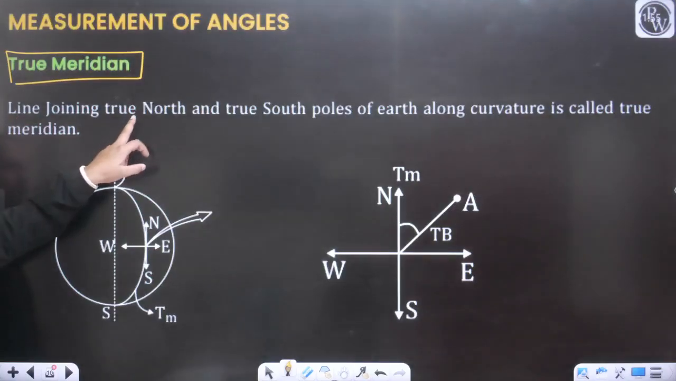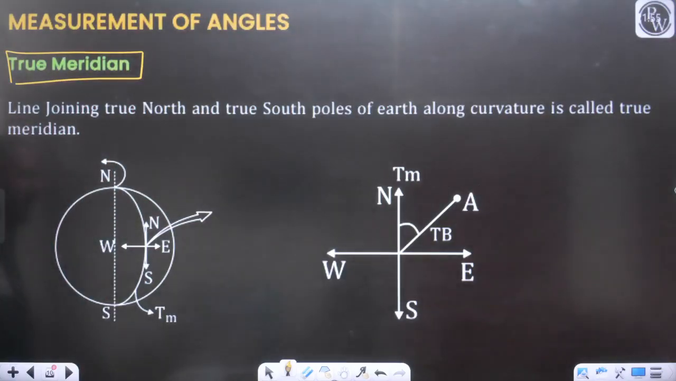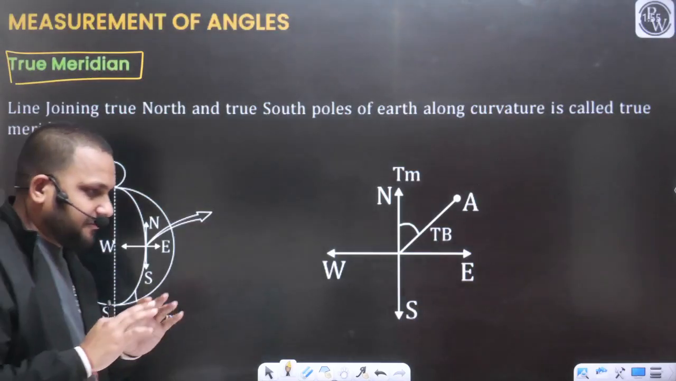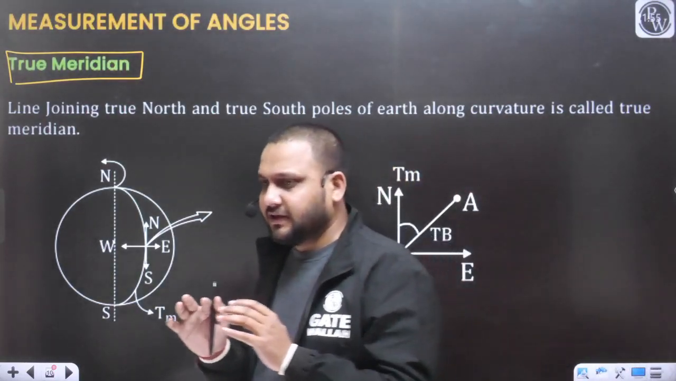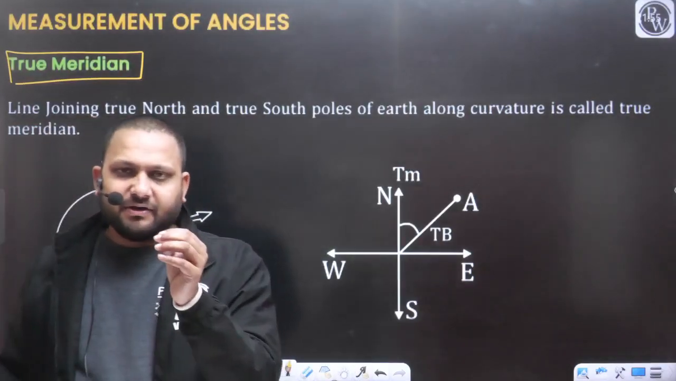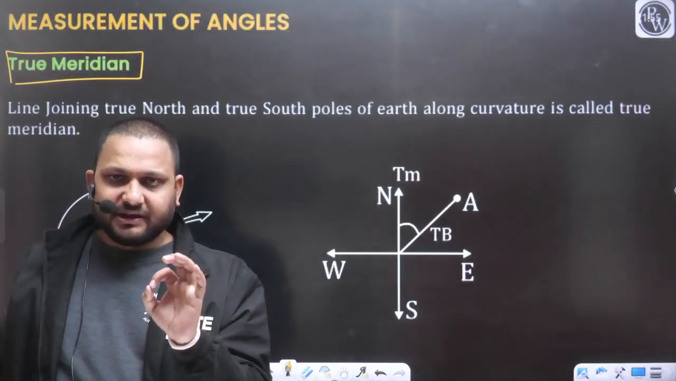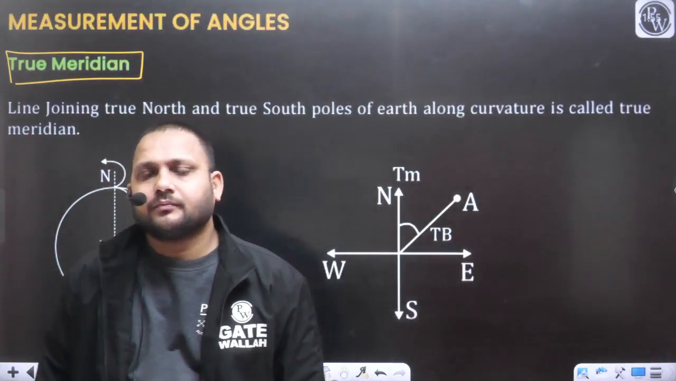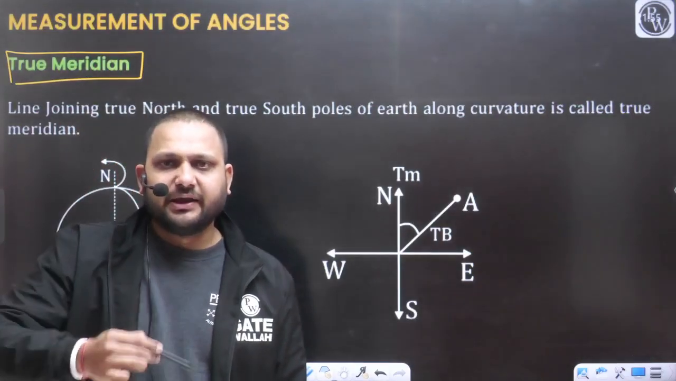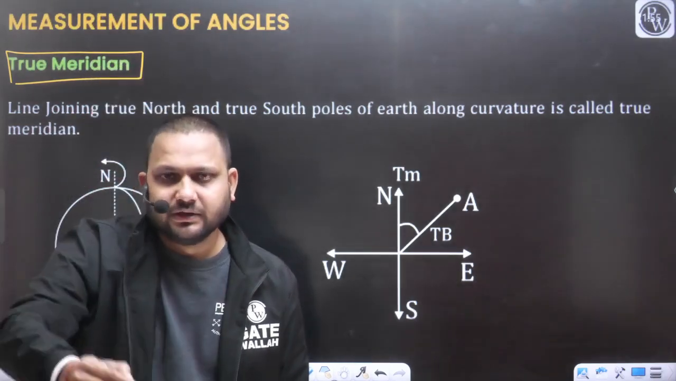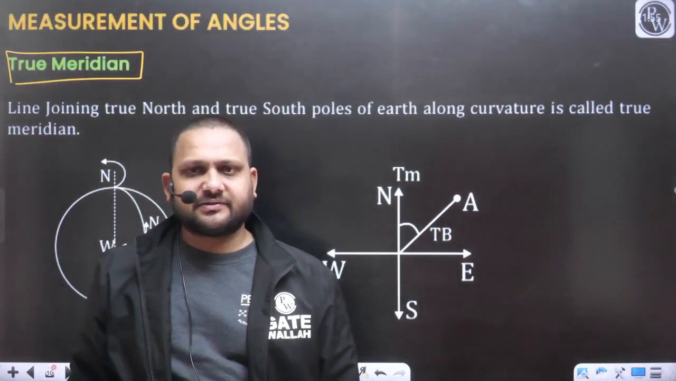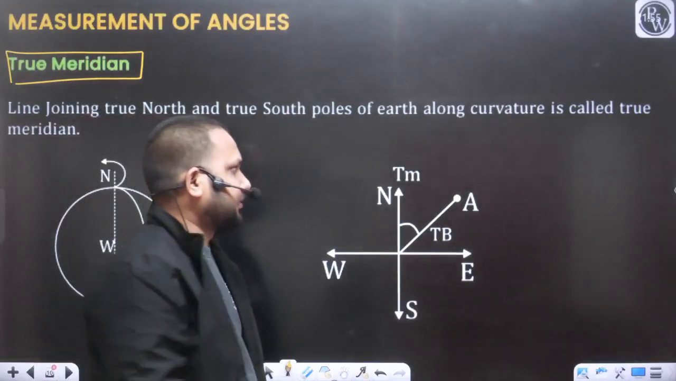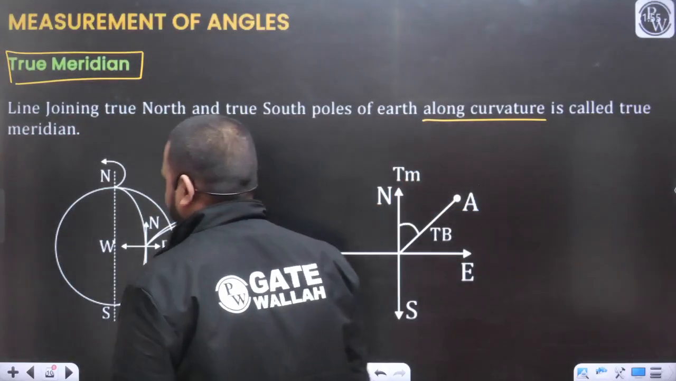The line joining the true north and the true south pole of the earth along the curvature is called the true meridian. Just as we have discussed, if there were no tilt, if the earth is not tilted on its own axis, then whatever north and south we get, we will consider as the true north and true south. So an imaginary line connecting the true north and true south along the curvature of the earth is called the true meridian.